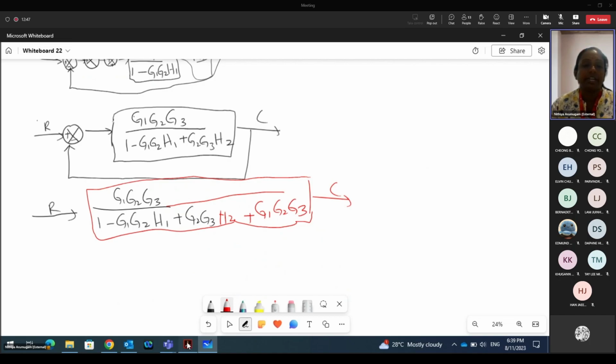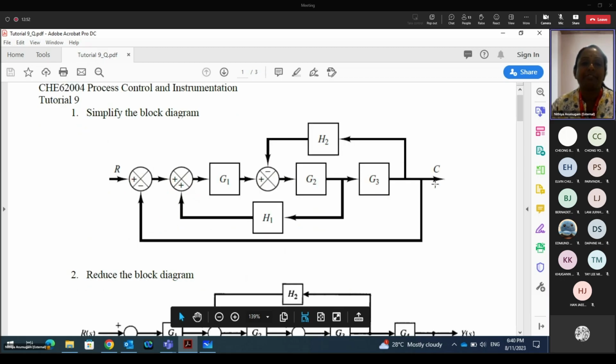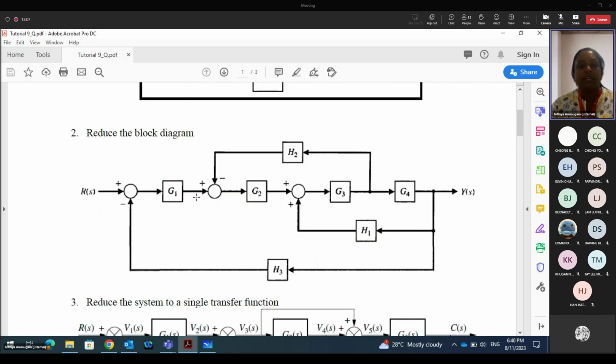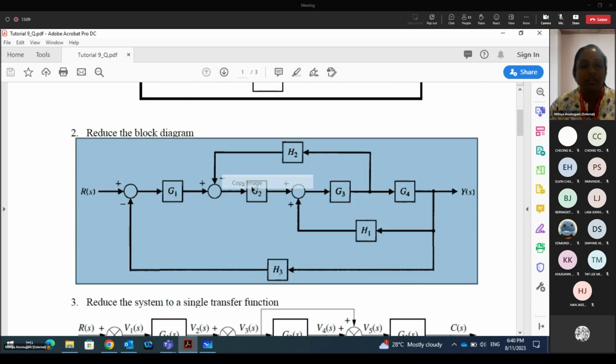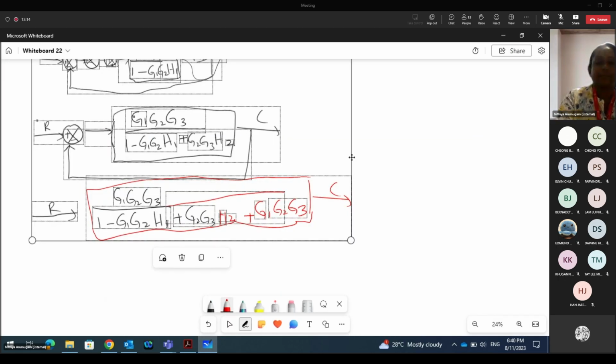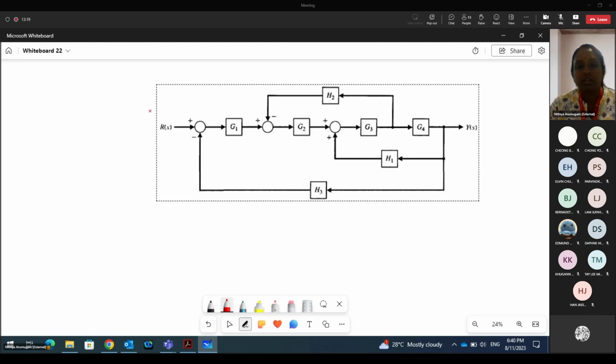All right. Now, the second question also asks us to simplify, but here they ask us to reduce the block diagram, which means we have to combine everything by series, parallel, summing point, left to right, right to left, everything we have to make here. So our current overall block diagram is given as this.